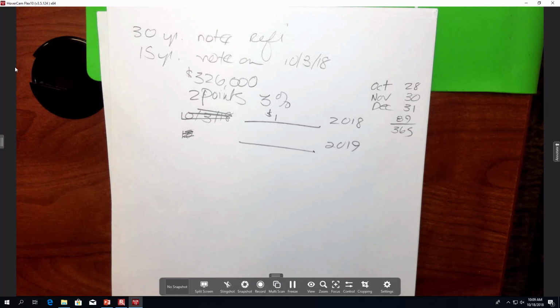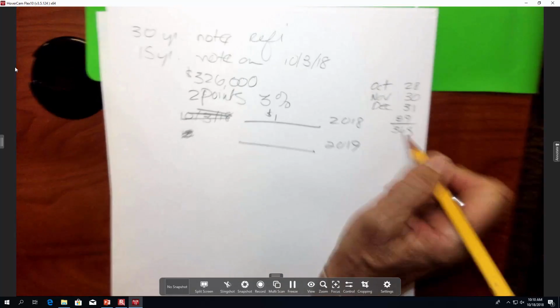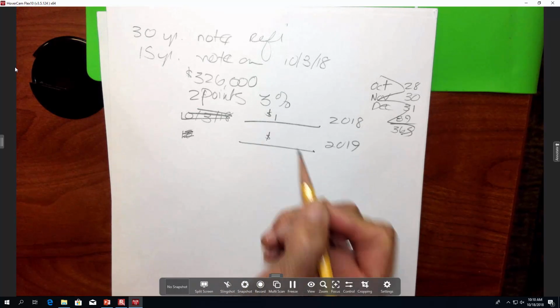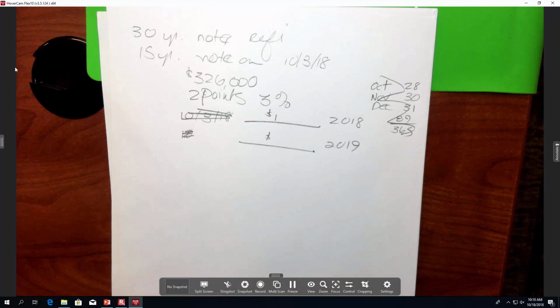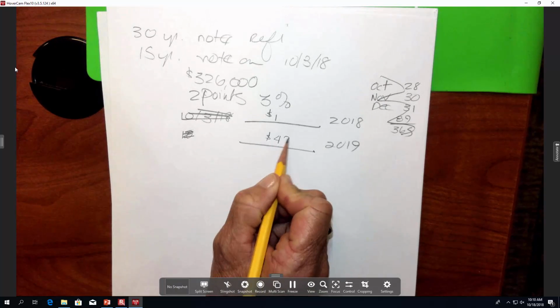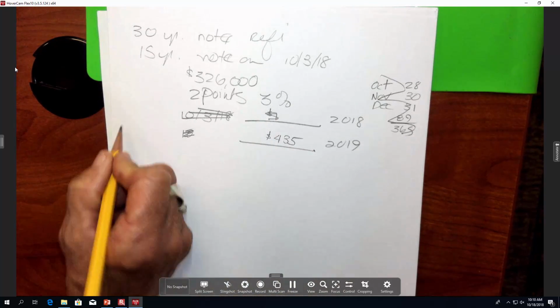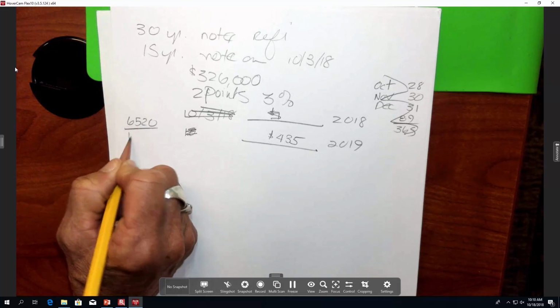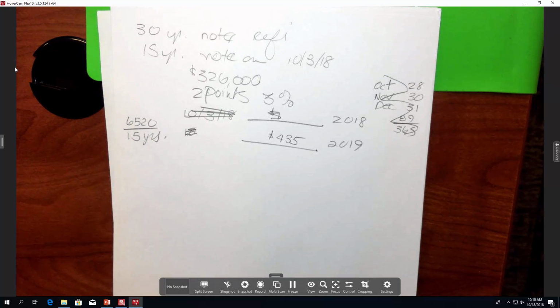Is that right? Doesn't feel right. So let's back up. Let's do 2019. How much is 1 full year of amortization? That's just the points divided by 15 years, right? I'm feeling like I'm not doing this correctly. Yeah, that wasn't correct, so never mind that. So for 1 year, how much do I get? 435. Yeah, that's what I got. Okay, so that's 6520 divided by 15 years. You've got to amortize it over the life of the loan.